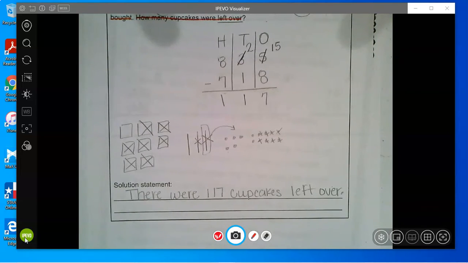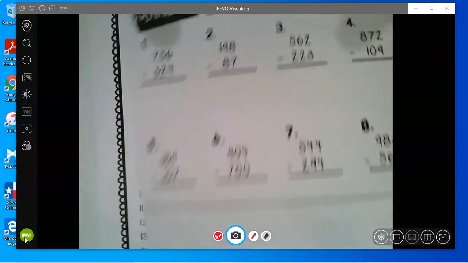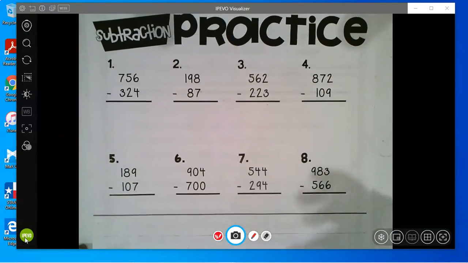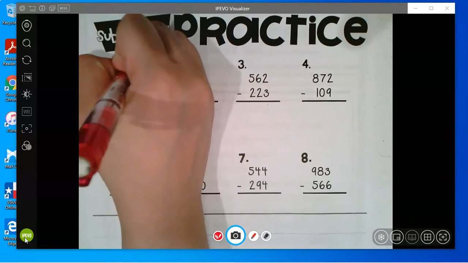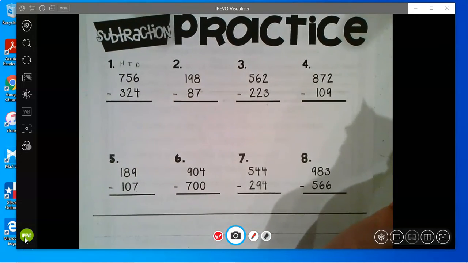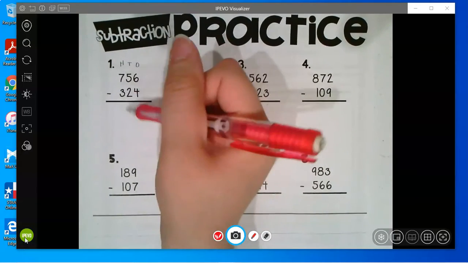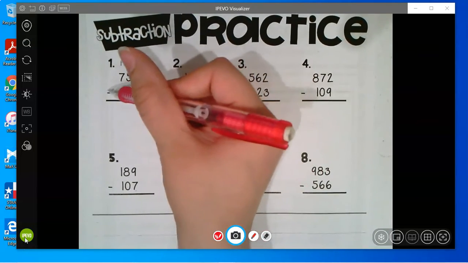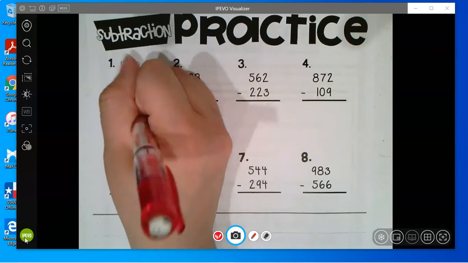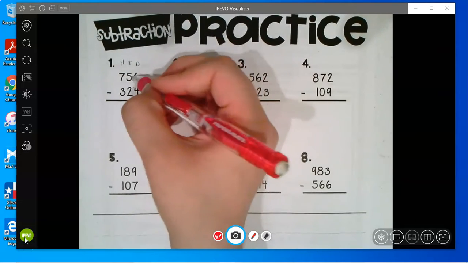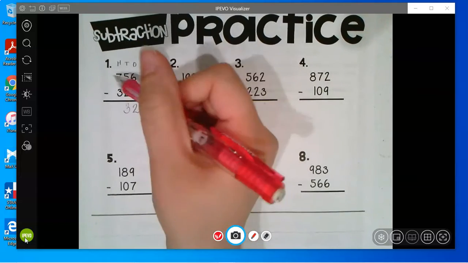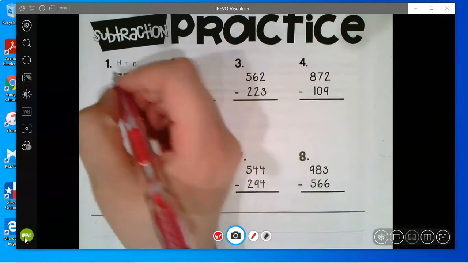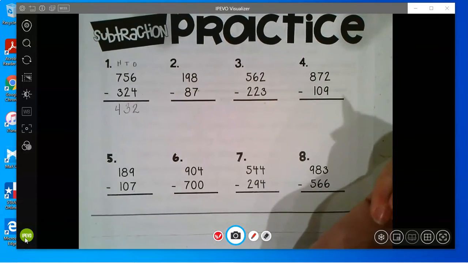Okay. Now, let's go to the back. And now we're just doing straight subtraction problems. So let's look at this. Remember, you can always draw hundreds, tens, and ones to help you with your place value. So all we're doing is subtraction. So 6 minus 4 is 2. 5 minus 2 is 3. And 7 minus 3 is 4. So 432.